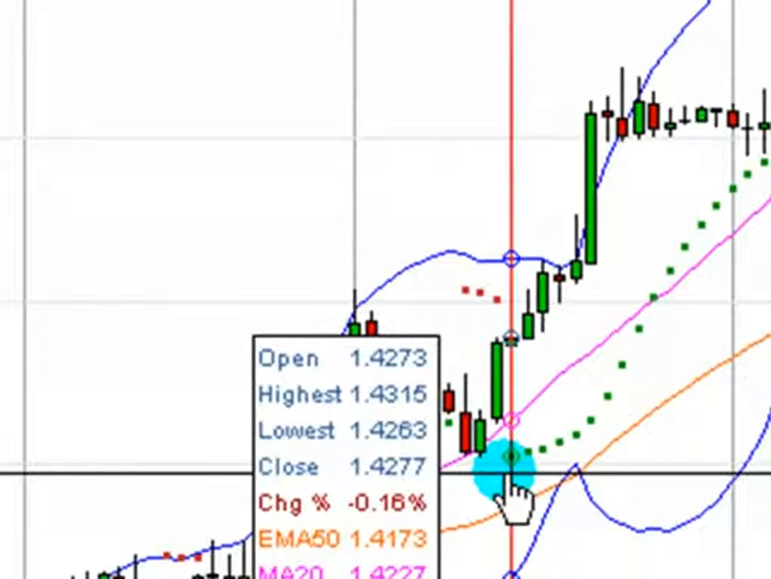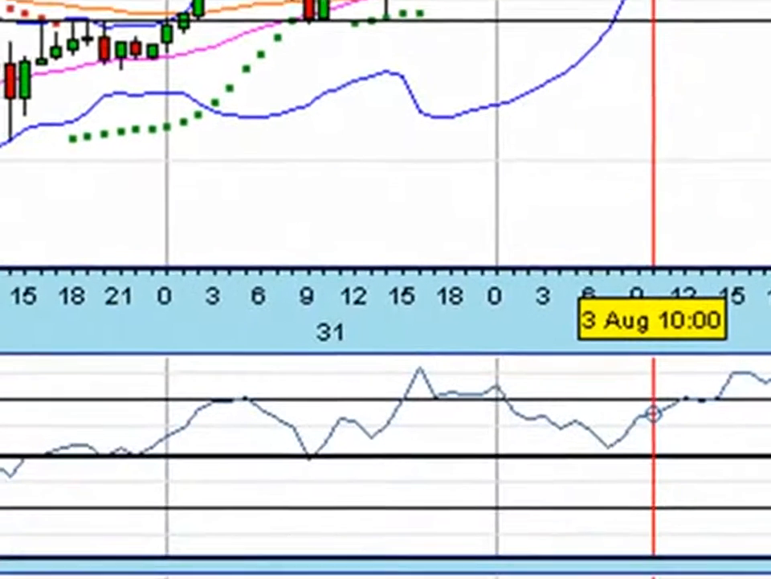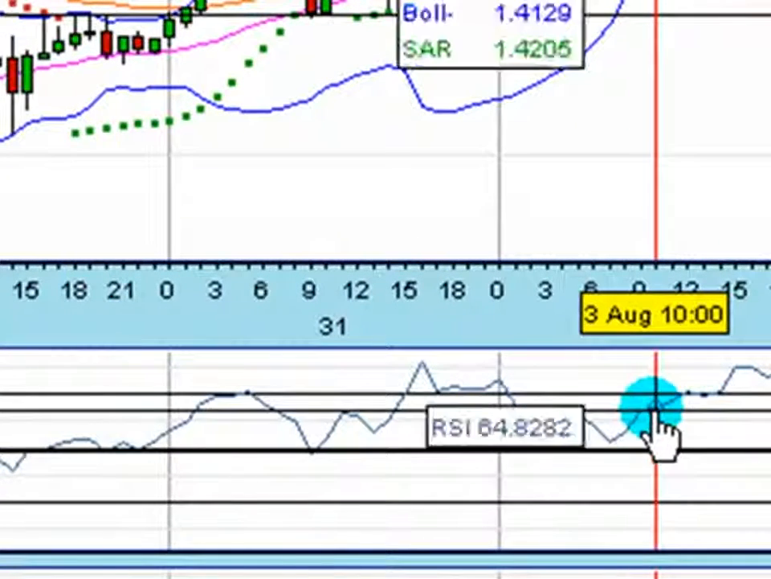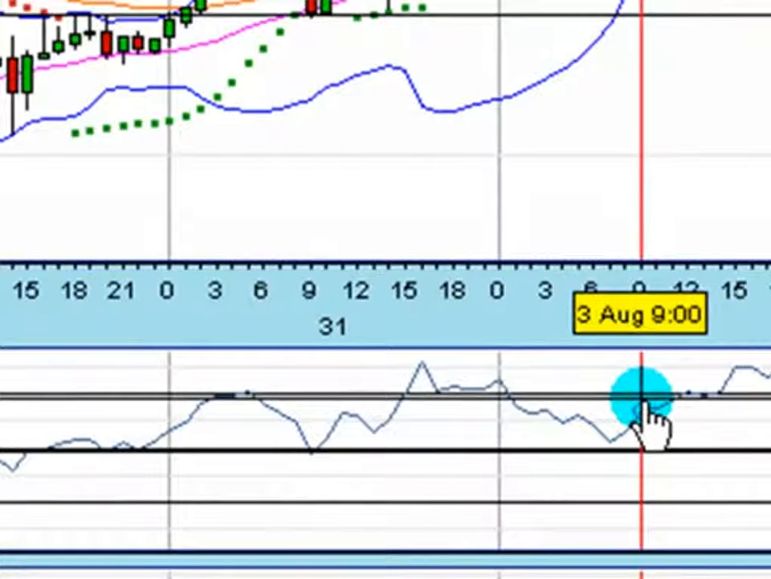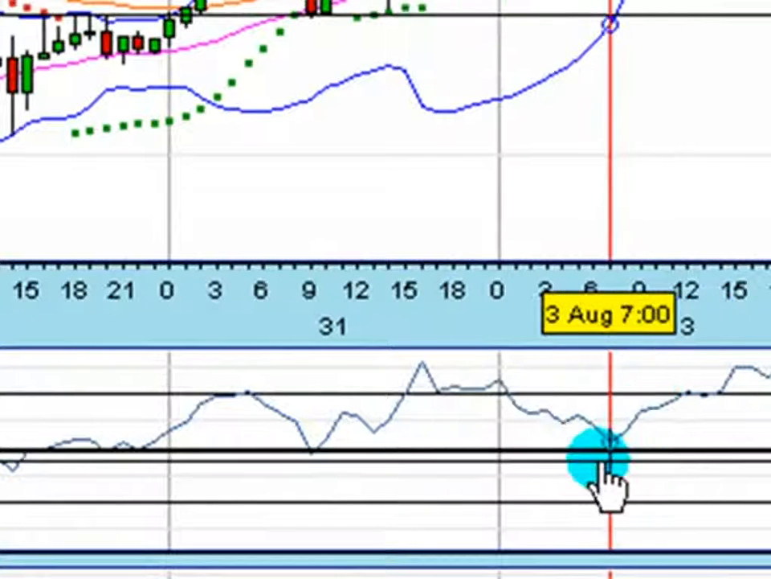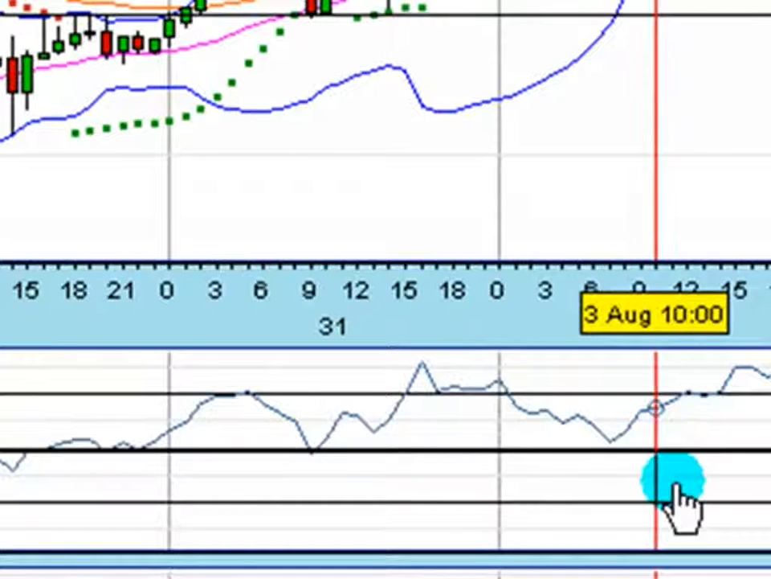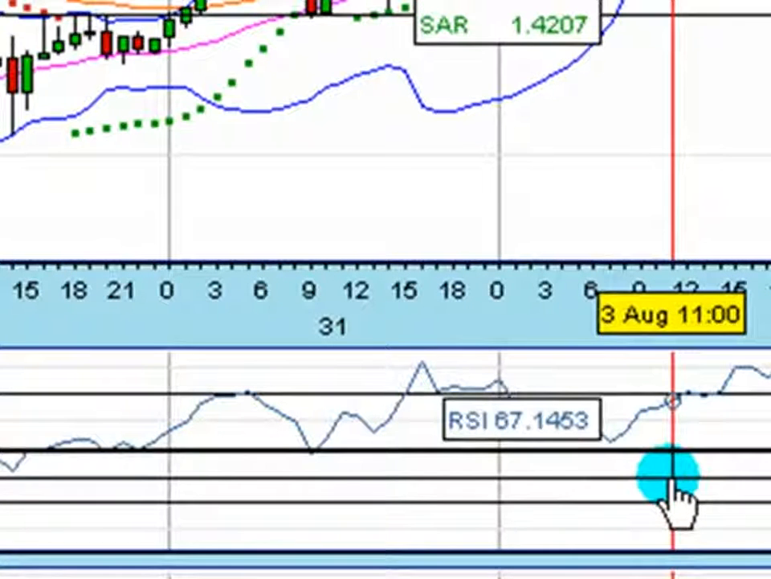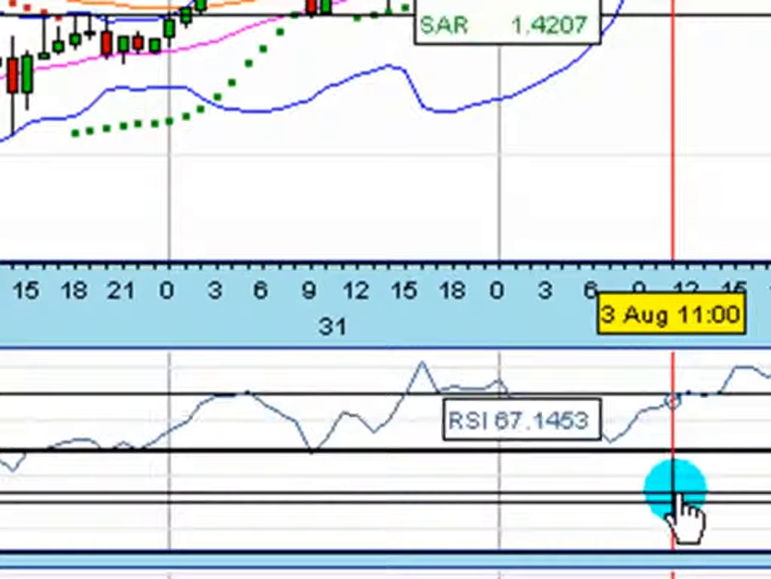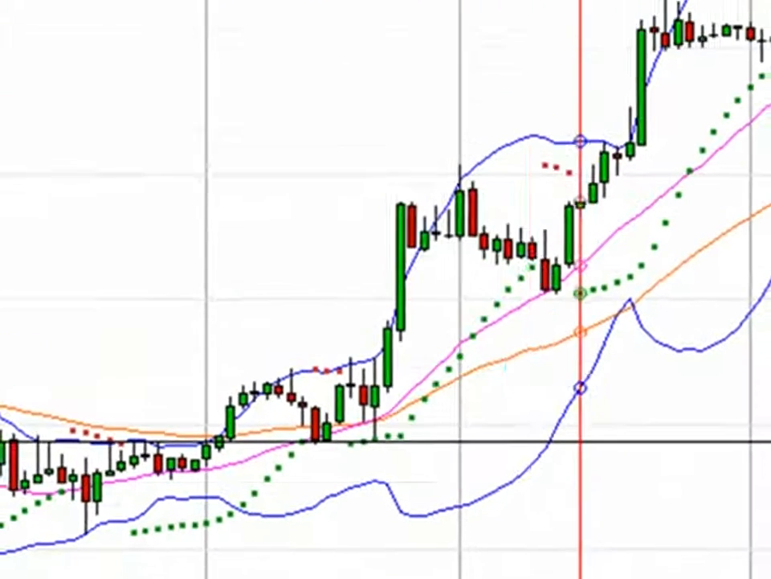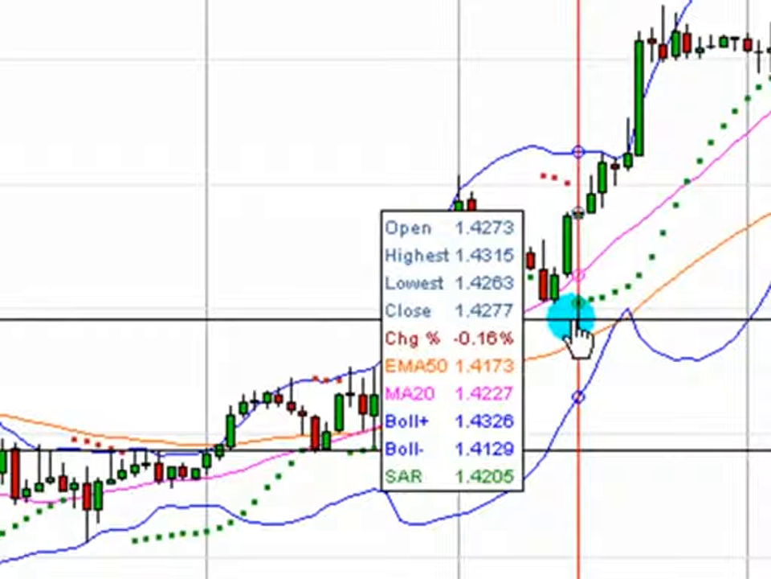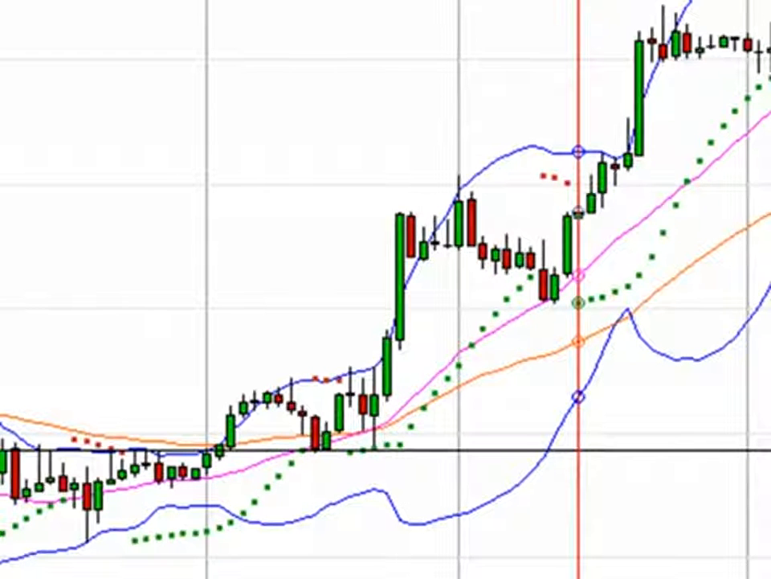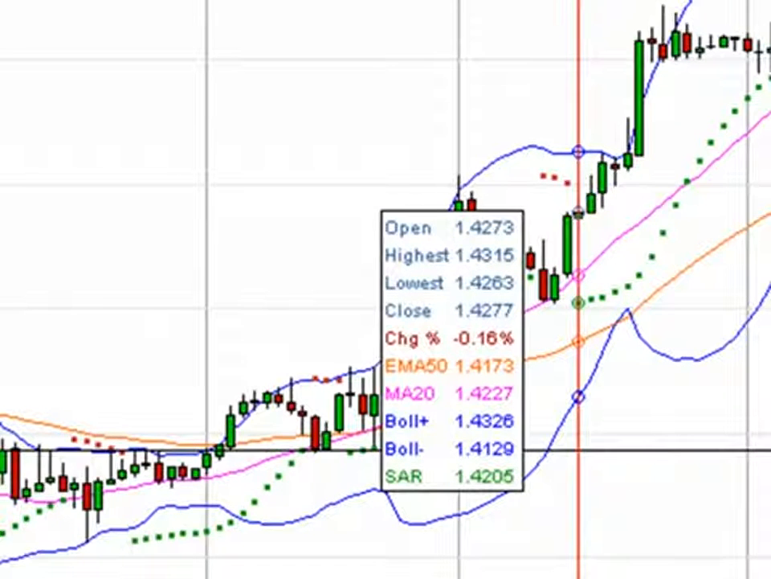stop and reverse indicator. And if you look at the RSI at the bottom here, sure enough it's in the bullish territory. And that's the 50 dividing line there, and this is the bearish territory, I beg your pardon, and that's the bullish territory. And again, looking at the first SAR indication there, the RSI indicates that it is in the bullish territory.